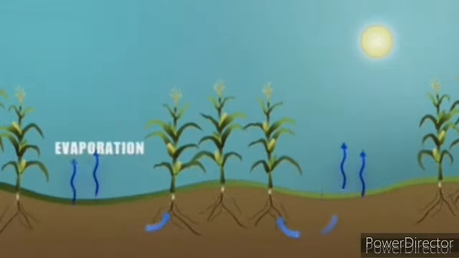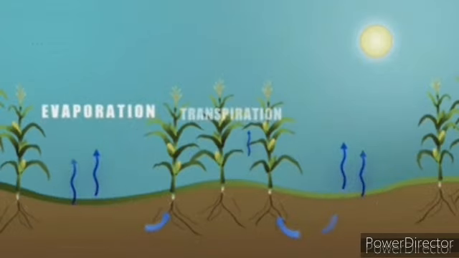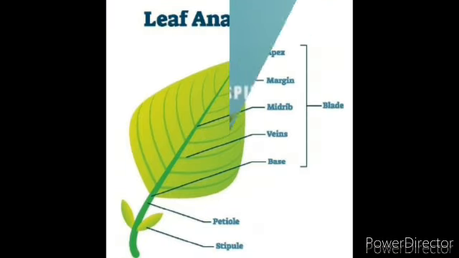Parts of a leaf. The leaf tip is called the leaf apex, then the leaf margin, and mainly for the transportation of water and food, there are veins in the leaf. The leaf is attached to the stem with the help of the petiole, and the most important part is the lamina, or the leaf blade.